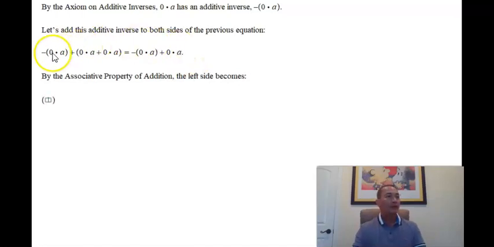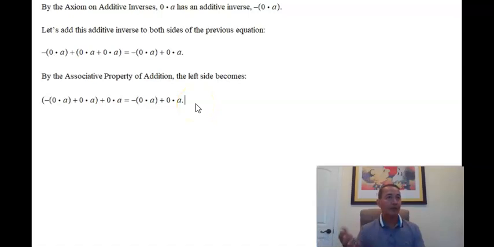so we will add together negative 0 times a plus the first 0 times a. And then on the outside, we will add the second 0 times a. Let's just keep the right side the same for now. But, well, let's think about that right side. You have the negative of something added to the same thing. We said that that's 0.